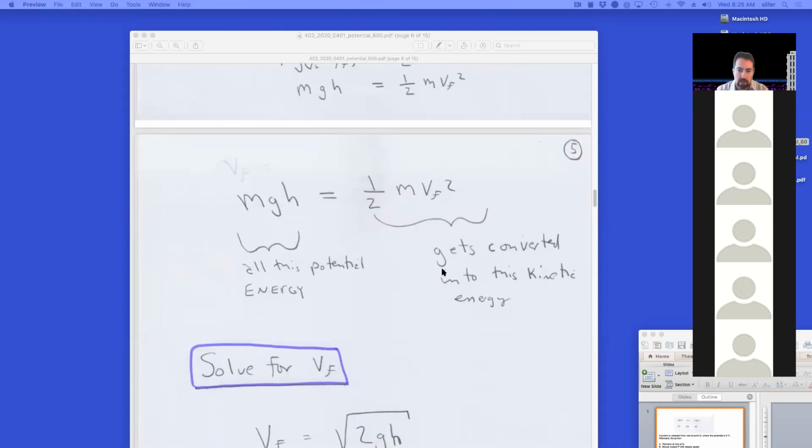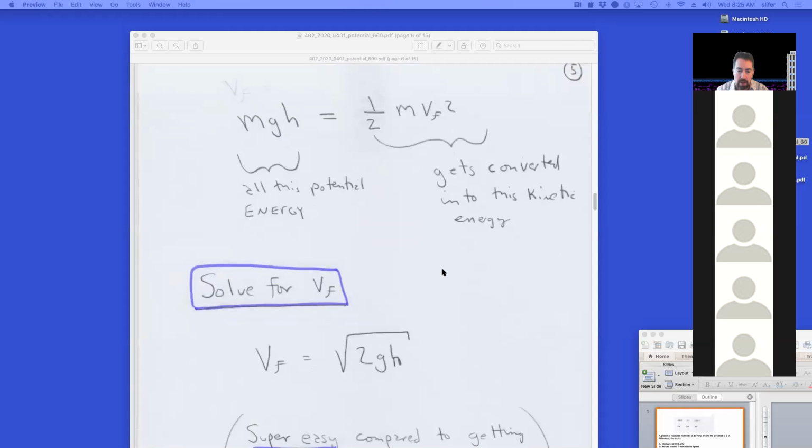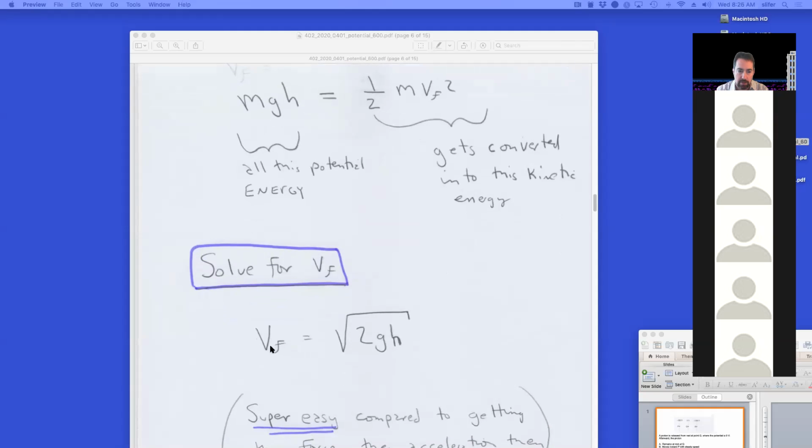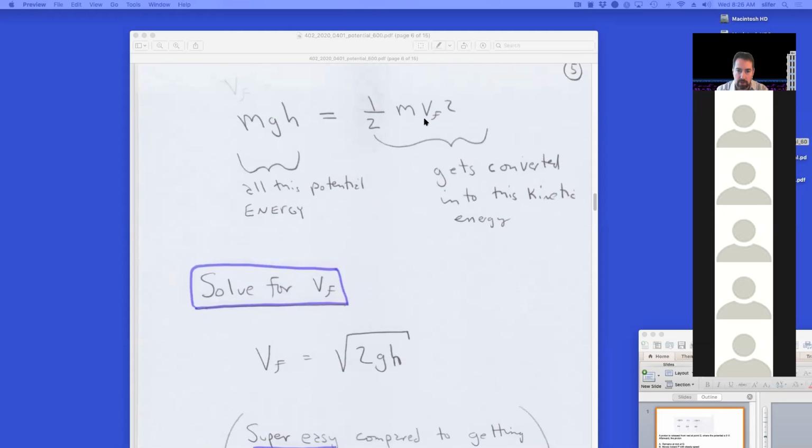Okay, so that's all the setup, but the actual payoff is that if I wanted to find out what the velocity is in the end, I just solve for this vf, right? If I solve for it, I have to put this on the left side, put everything else on the right side, and take the square root.